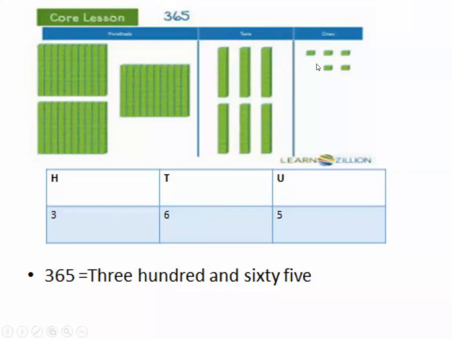Then count how many ones blocks. These small blocks show ones blocks. So 1, 2, 3, 4, 5. There are 5 ones blocks. So we write 5 in the unit column.